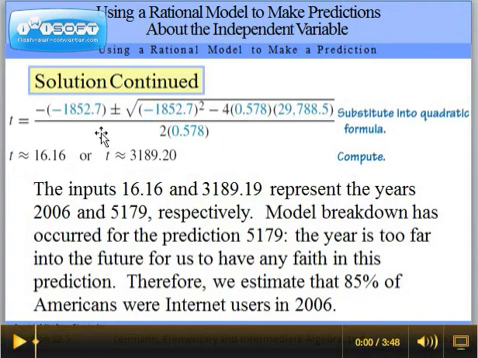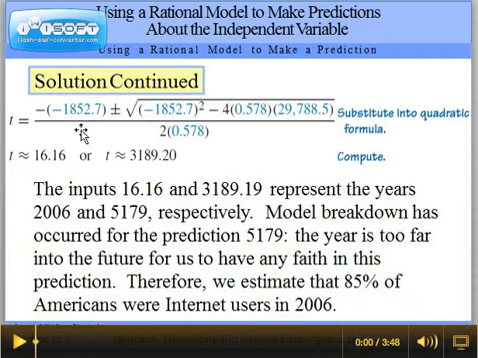I have to use the quadratic formula, so when I use the quadratic formula, I end up with t approximately equal to 16.16, or t approximately equal to 3,189.20. Since t is the years since 1990, the inputs 16.16 and 3,189.19 represent the years 2006 and 5,179 respectively.